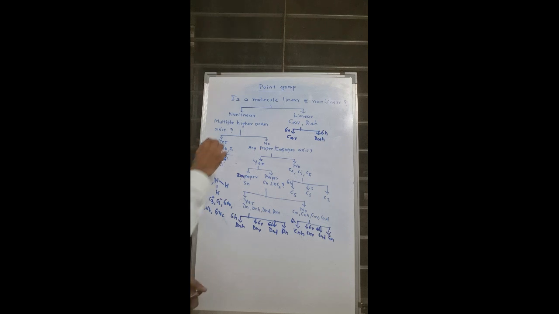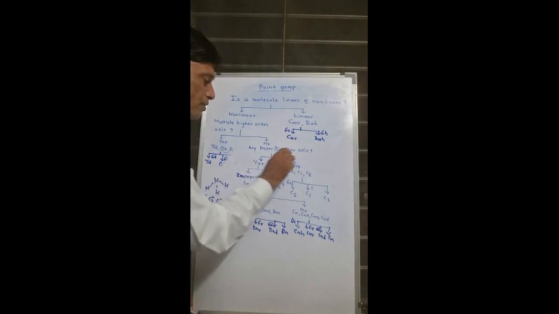Then we have to ask whether multiple higher-order axes are present. No, it consists of only two C3, that is C3 plus and C3 minus. The minimum criterion to be a multiple higher-order axis is 3C3, so we can't consider this molecule to have one. Any proper or improper axis? Yes, it consists of 2C3, so go for the proper axis.